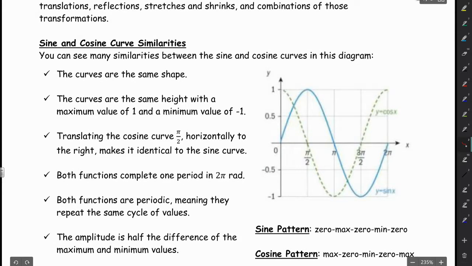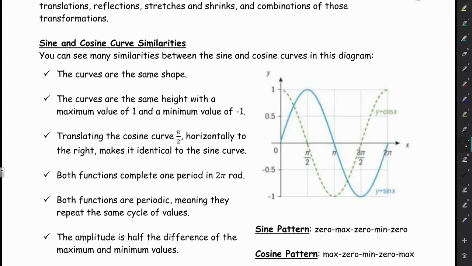So first of all, with the sine and cosine curves, the curves are the same shape. Here we have our sine function, and here we have our cosine function. The curves are the same height with a maximum value of 1 and a minimum value of -1. If we were to translate the cosine curve by pi over 2, it's identical to the sine curve. So they're really the same shape, they have the same amplitude, they have the same period, they both complete one cycle in 2 pi radians.